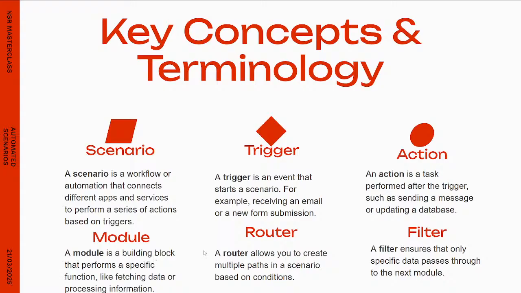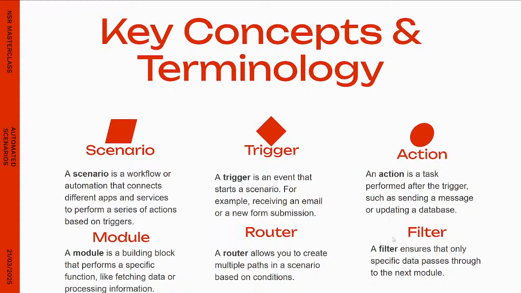And then you have what we call a router. A router allows you to create multiple paths in a scenario, like make branches. And then a filter ensures that only specific data passes through to the next module.